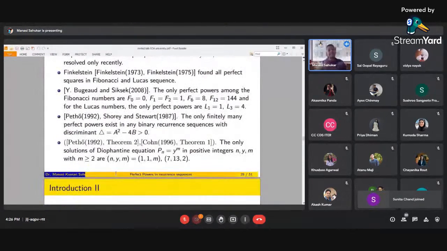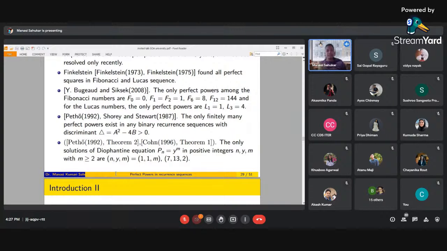Next, a little bit more generalization. Pethő in 1992 and Shorey and Stewart in 1987 found that only finitely many perfect powers exist in any binary recurrence sequence. There is no general formula to find them, because the sequences grow very fast, exponentially, so it's not easy to find them always. They proved that only finitely many perfect powers exist in any binary recurrence sequence whose discriminant, a squared minus 4b, is greater than 0.